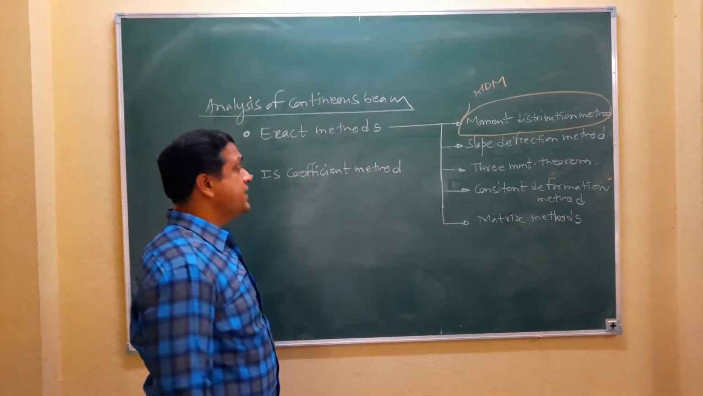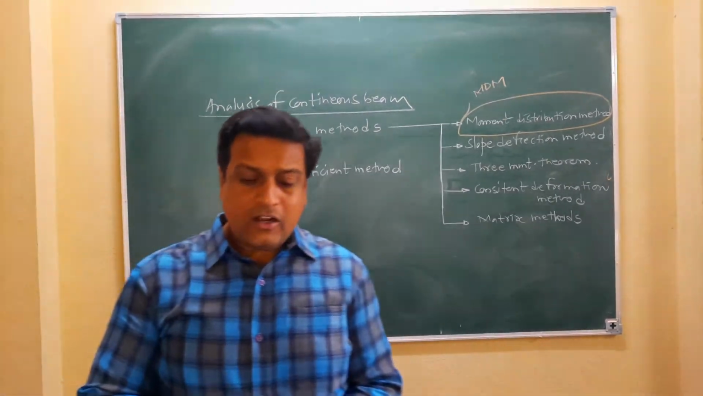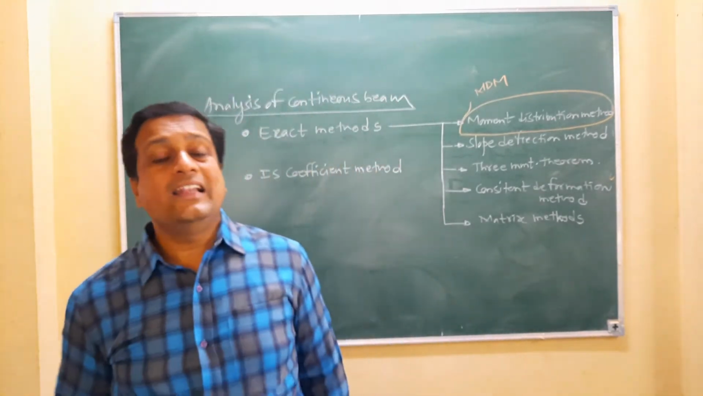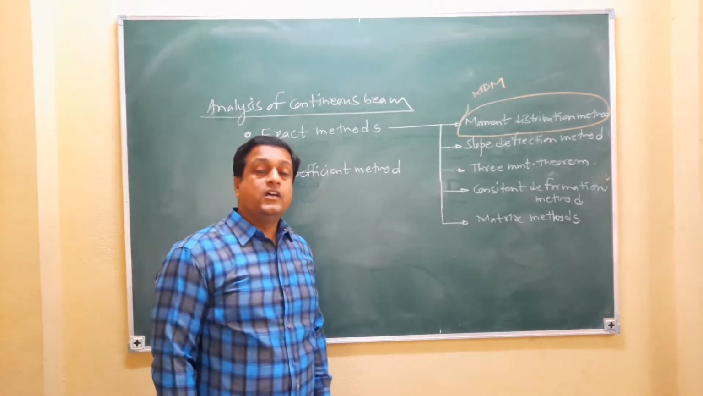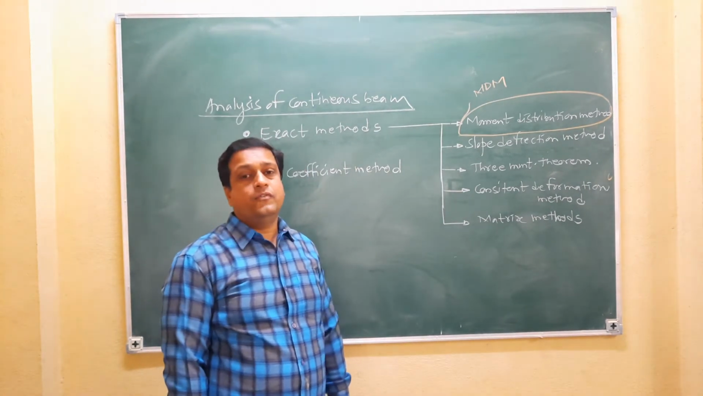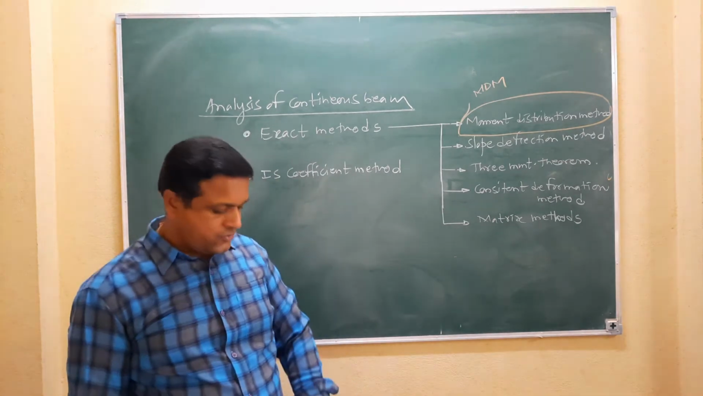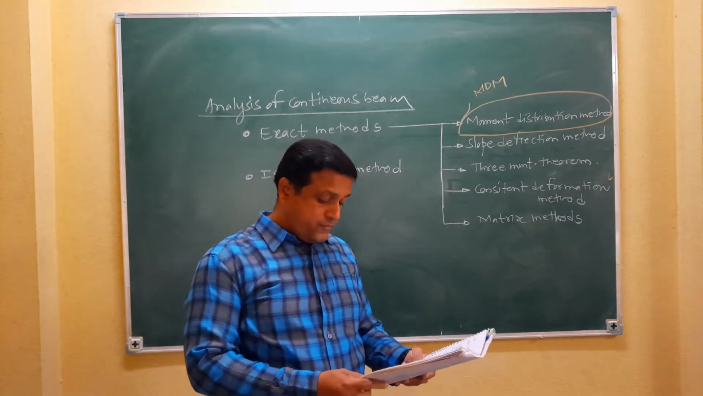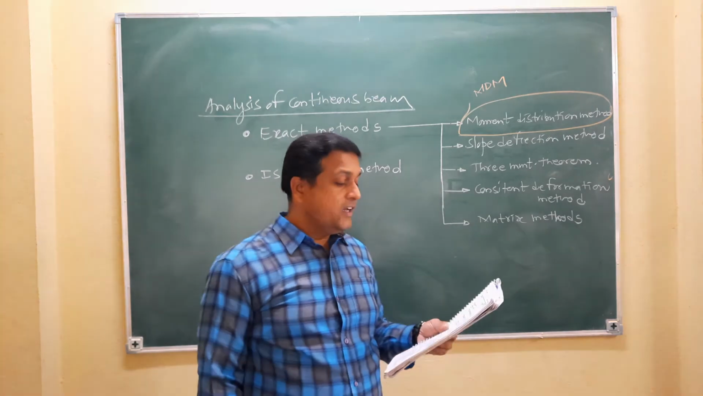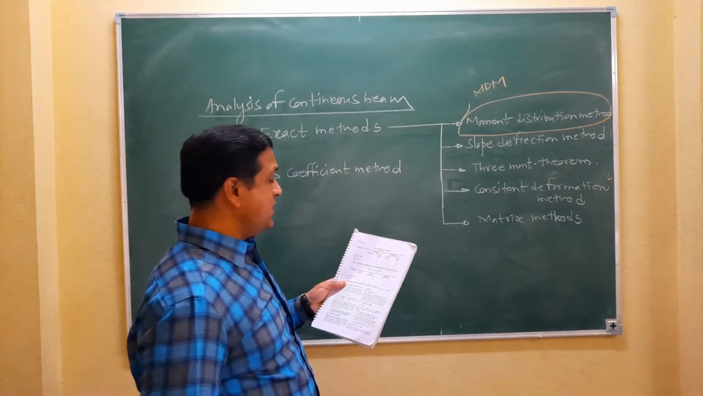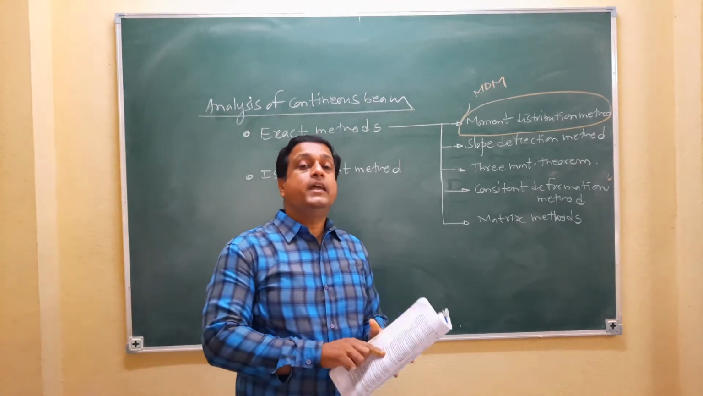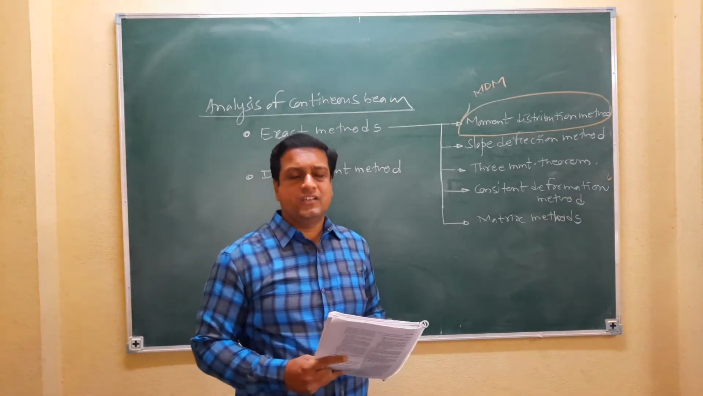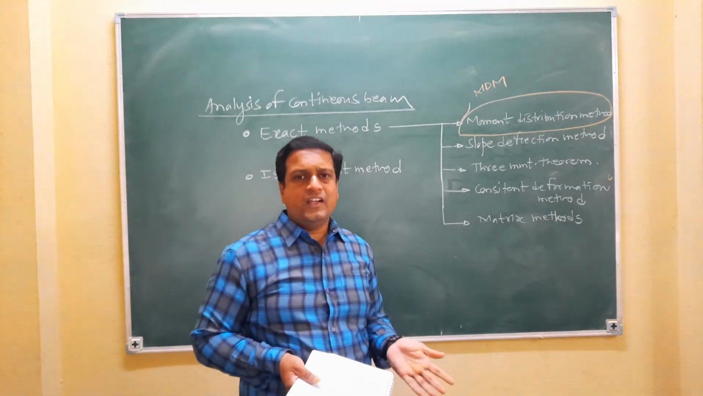Now, what about the IS code method? We have already learned this method last semester in Design of Concrete Structures 1, for analysis of continuous slab. That is in the IS code on page number 36. It provides Table 12 and Table 13, having bending moment coefficients. Directly use these coefficients and analyze the continuous beam.